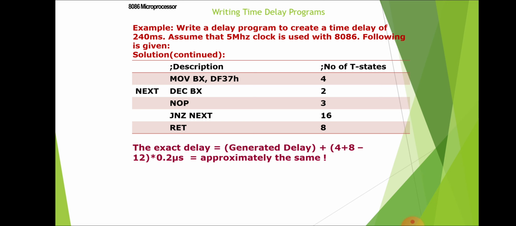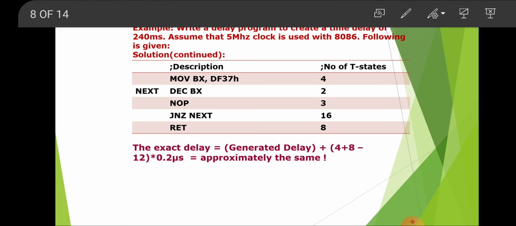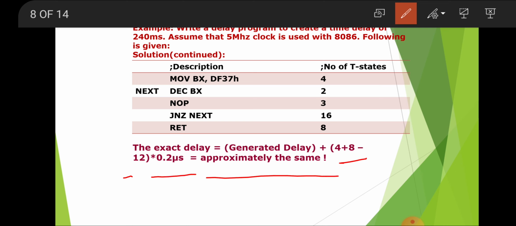So here is another. Now if you calculate the exact delay, how to calculate it for the same program? The exact delay is the generated delay plus 4 plus 8 minus 12 into 0.2 microsecond, that is approximately the same. So both are mostly the same. We have not added this 4 and 8 in the previous one, so we are adding those instructions while calculating the new time delay.